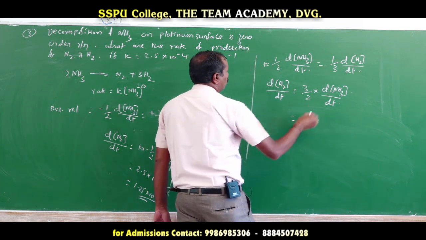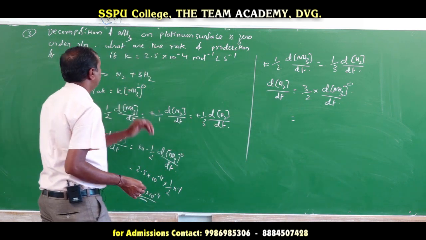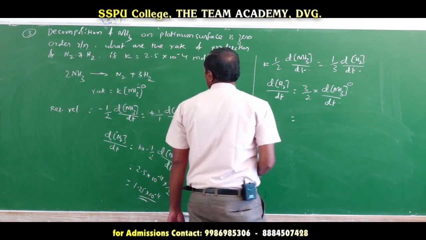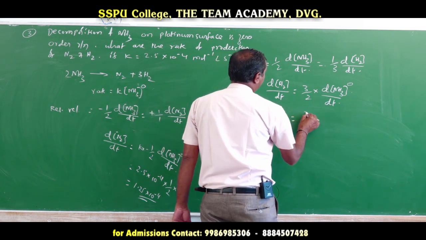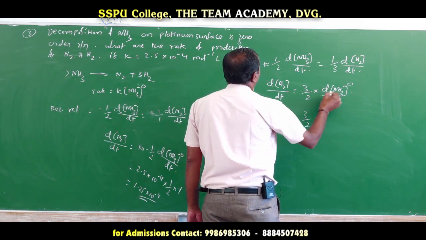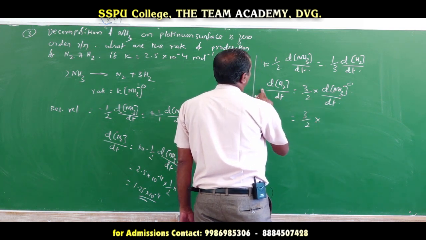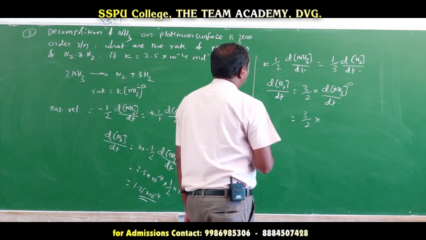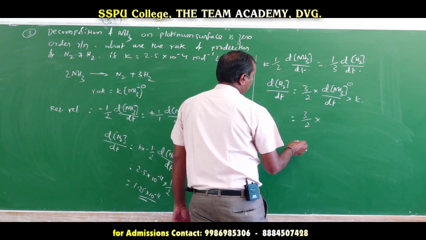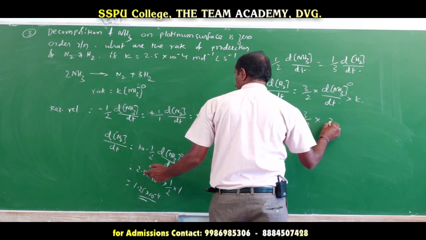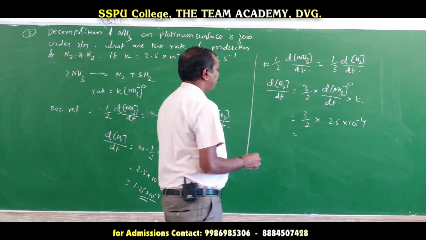Here the concentration of NH3 has power 0. Why is it zero order? So it is 3 by 2 into d NH3 to the power 0. Here k is there, so you should multiply with the value of k. Then 3 by 2 into k. K value is 2.5 into 10 to the power of minus 4. Then finally you can get the answer.